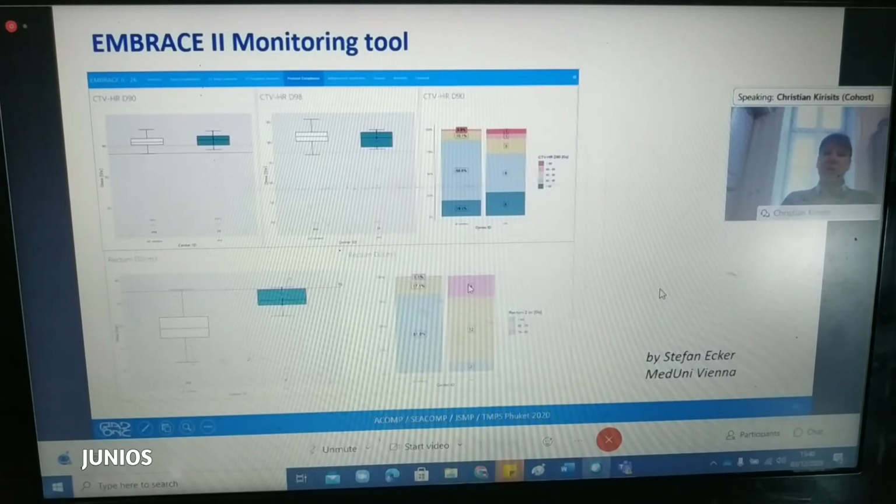So maybe if all the different centers get a tool like this, they can compare, and they can even have some kind of competition, because everyone, of course, would like to be better than the average, and would like to have this value.